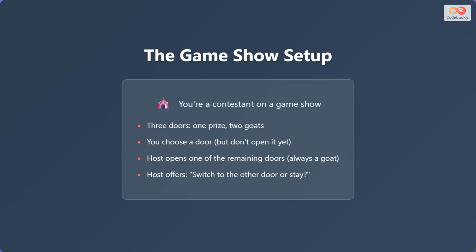Imagine you are a contestant on a game show. There are 3 doors. Behind one door is a prize and behind the other 2 are goats. You choose a door but you don't open it immediately. The host, who knows where the prize is, opens one of the remaining doors and it always reveals a goat. Then the host offers you a choice. Do you want to switch to the other door? Or stay with your original choice?